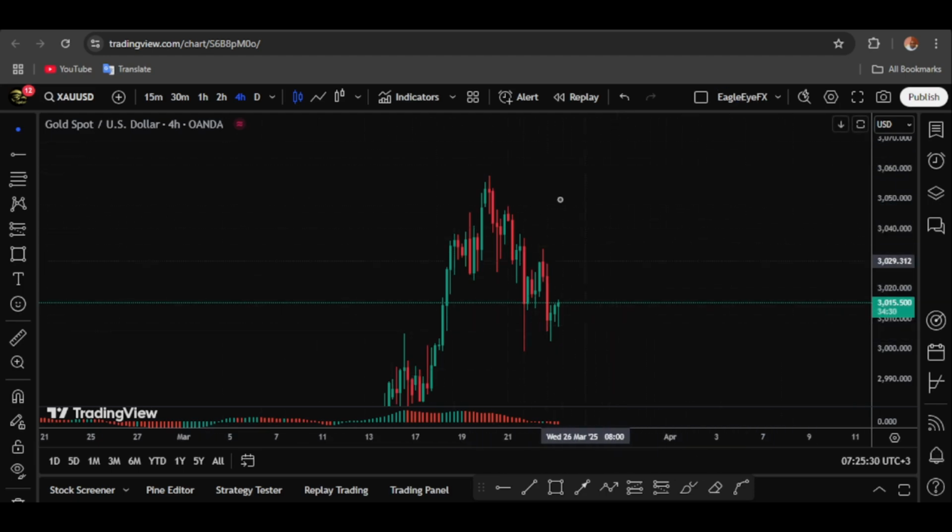So first of all, I want to show you that you can actually trade these patterns either on a higher time frame or a lower time frame. It actually works out. As you can see, this is gold on the 4-hour time frame. So the first thing we want to do is look for our QM pattern.